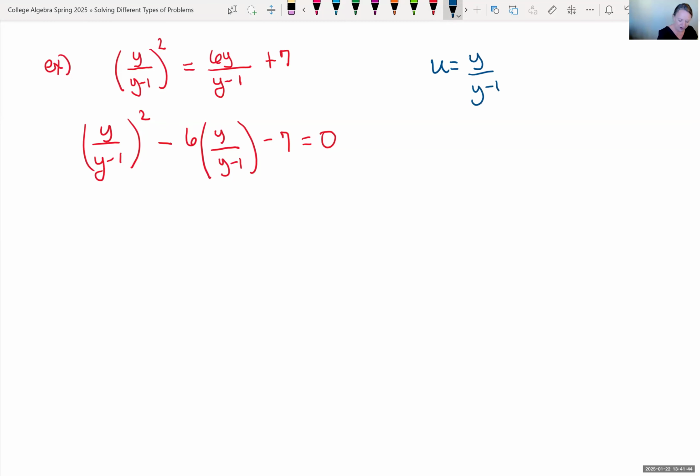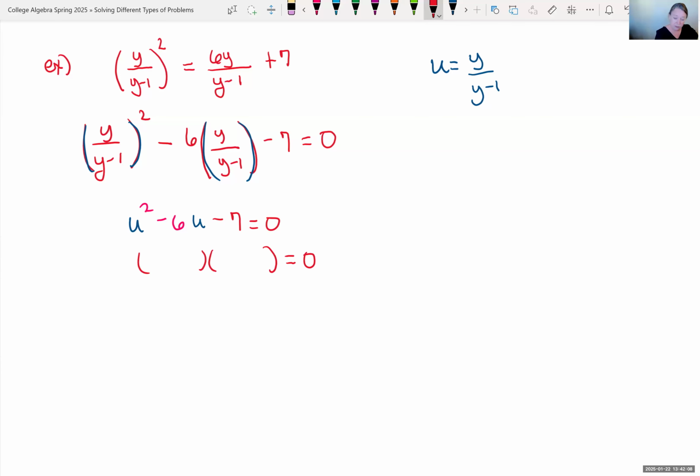Okay, so let's go back in. Wherever we see that y over y minus 1, we're going to replace it with a u. So we have u squared minus 6u minus 7 is equal to 0. I'm happy because I can see that factors really easily.